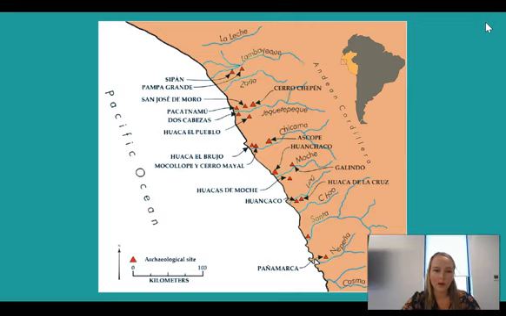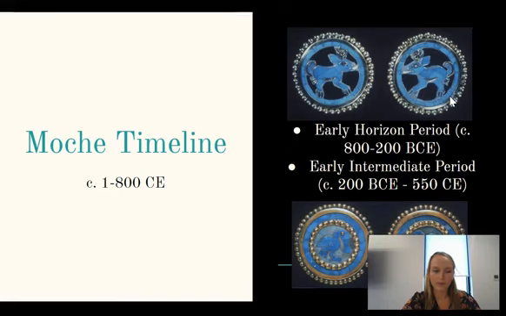So here's a few archaeological sites. We'll look at a few of these today, including Sipan, Huaca el Brujo. So these are some references. So the Moche timeline, again, is approximately from 1 to 800 CE. So in the Common era, this places most of their work in the early intermediate period. So a lot of the work that we'll look at today will be from this time range, this 200 BCE to about 550 CE.